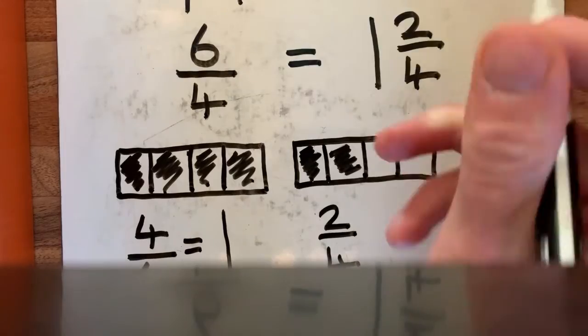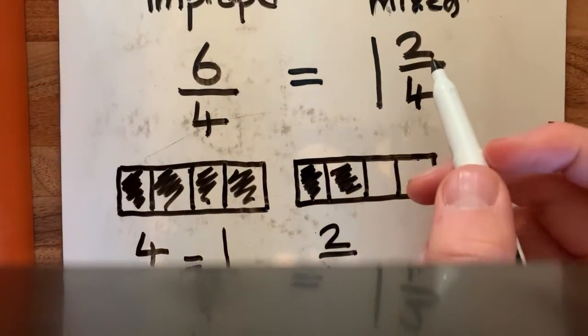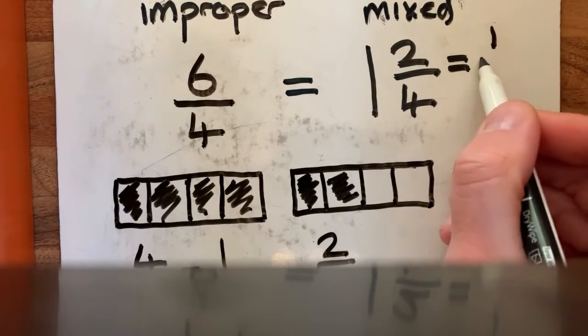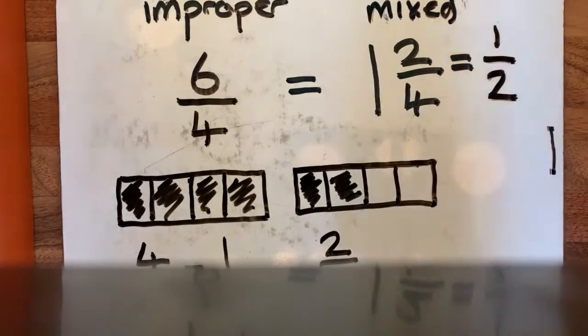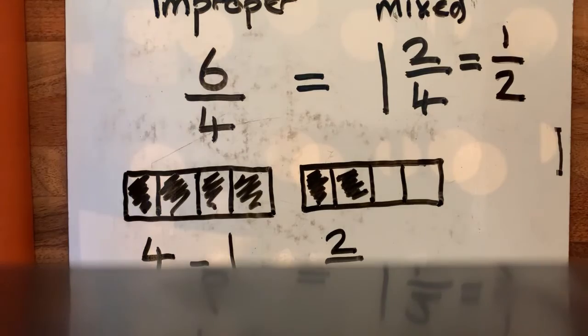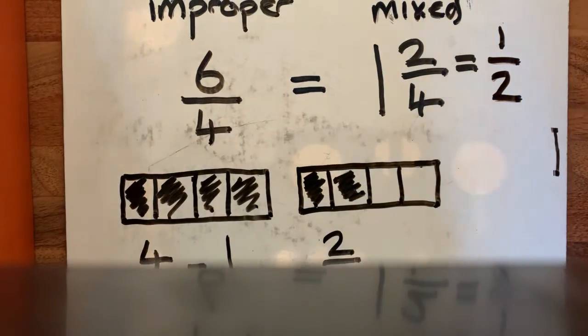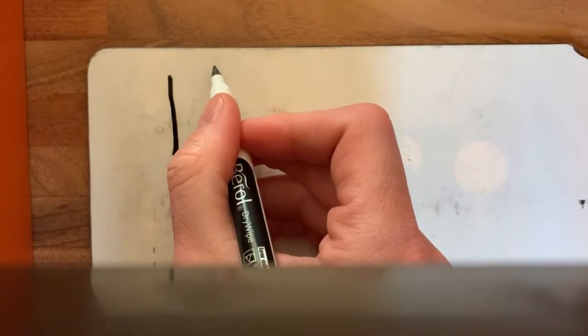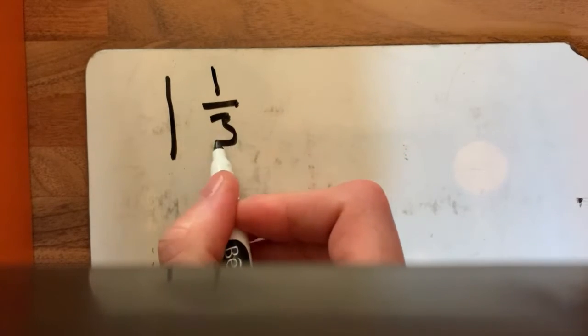Okay, and then some of you might already be spotting that actually 2 quarters is equal to 1/2. All right, so we've converted there between an improper fraction and a mixed number. Now, if we were to convert it the other way, we'd do something very, very similar. Okay, and we'd look at using our bar to form our number sentences. Okay, so this time I've got 1 whole and 1/3.